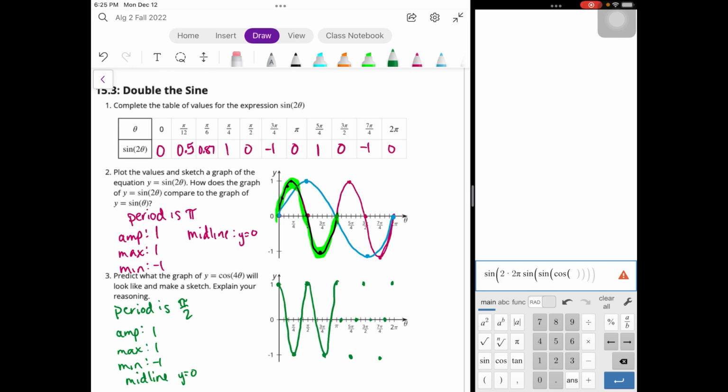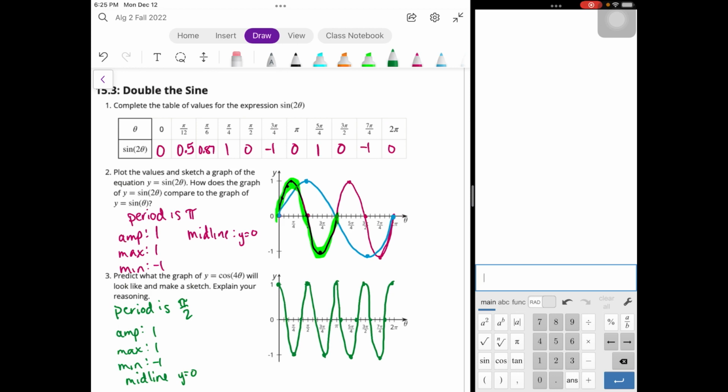But you'll notice that your minimum is always halfway in between your maximums. Your maximums are always halfway in between your two minimums. The midline is always halfway in between a maximum and a minimum. That kind of makes it easier to graph because they're evenly spaced out. So that's what I think the graph is going to look like.